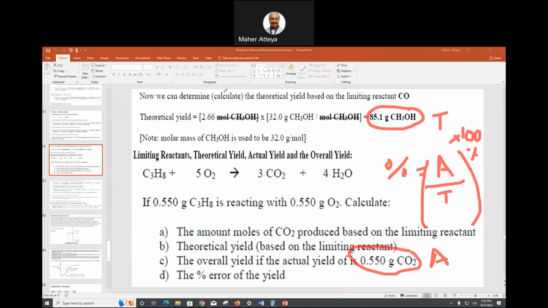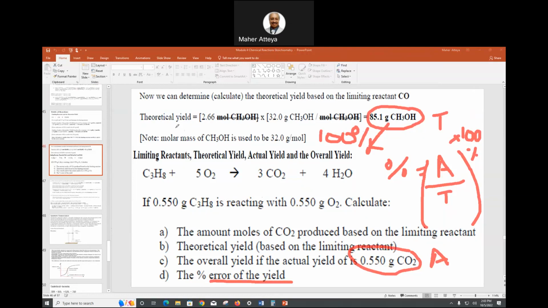Now I'll ask you one question. How about the percentage error? So you started with the theoretical value. This is your 100%, correct? But then you'll not get 100%. What is the percentage error? This is your 100%, but this is the actual one, which is less than 100%, correct? This is the overall percentage, actual over theoretical. So what is the error of the yield?